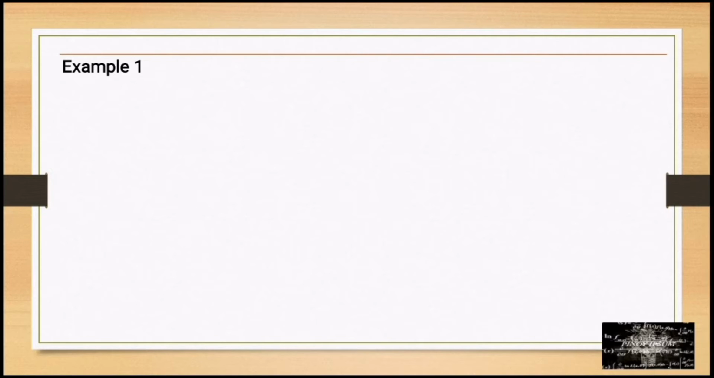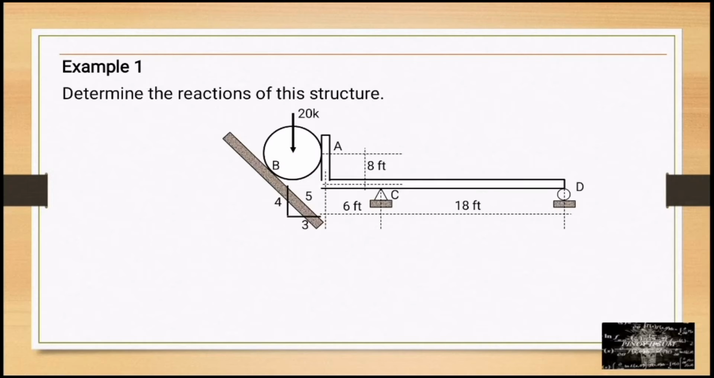Example number 1. Determine the reactions of this structure. Now we have a composite structure. May frame at saka may weight. So sa point B, mayroon tayong frictionless roller. Then ang radius ng weight is equal to 2 feet.